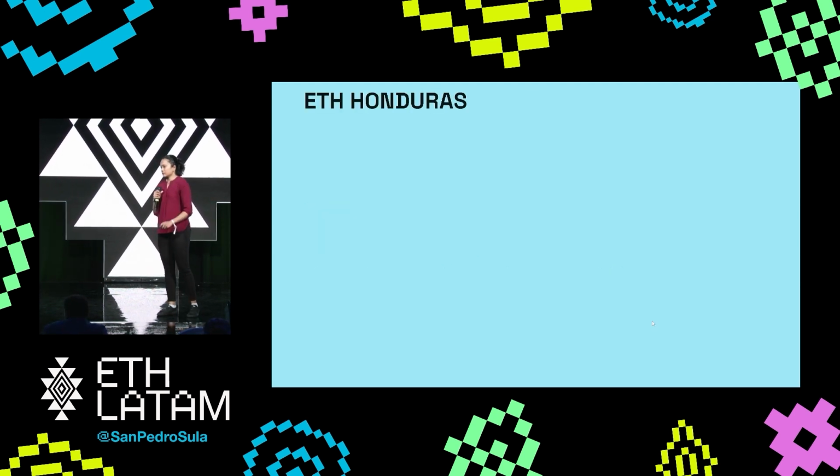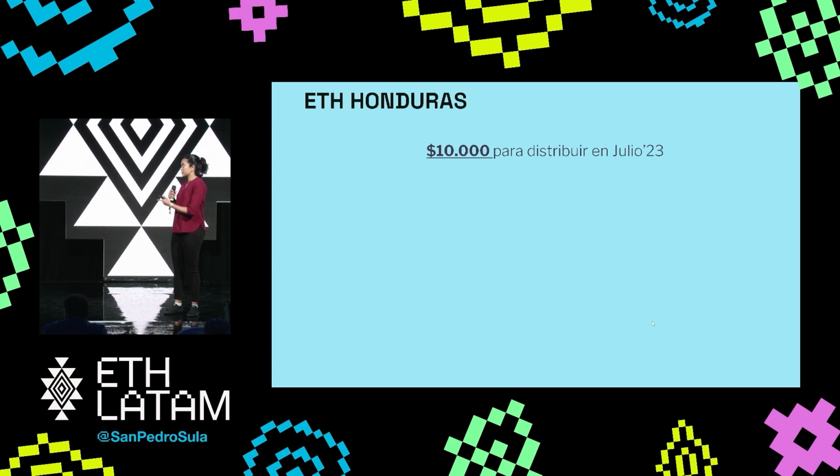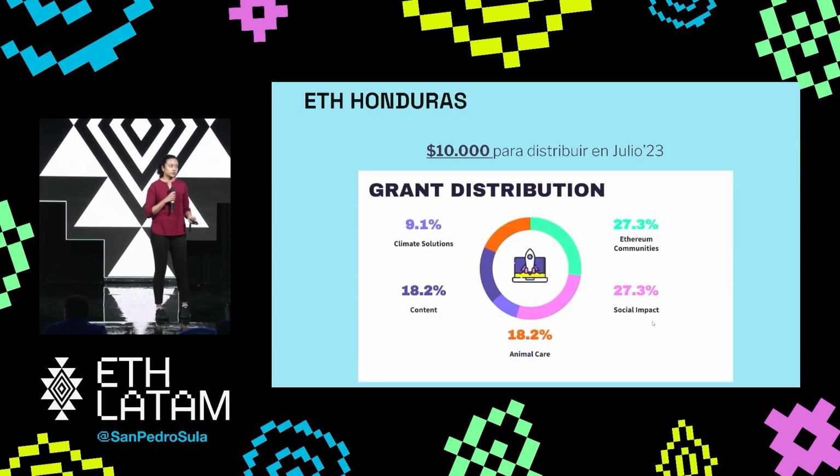A really great example was at ETH Honduras. The ETH community has been amazing. They have run quite a lot of rounds so far. The latest was done in July of last year. There was $10,000 in the matching pool. I think what is most interesting is that if you look at how the money is distributed, it is not just distributed to communities that are already within the Ethereum ecosystem.